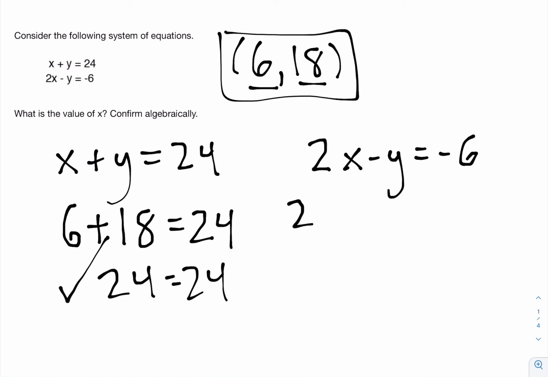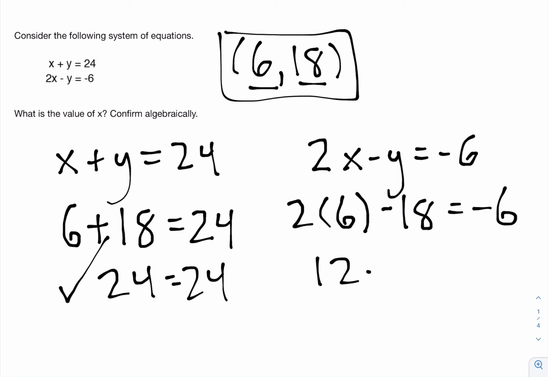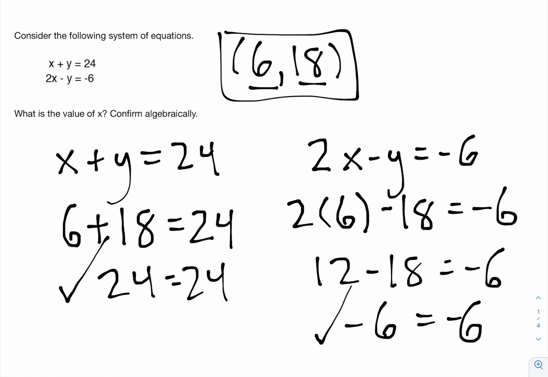So if we plug in x for this part, 2x is 2 times 6 minus whatever y is, which is 18, equals 6. Or sorry, equals negative 6. My bad. So 12 minus 18 equals negative 6. And indeed, negative 6 equals negative 6. It doesn't matter what this number exactly is. All that matters is that it's the same on both sides. Negative 6 and negative 6 is the same, 24 and 24 is the same. So if your numbers work for every equation, then you've effectively solved the system of equations.